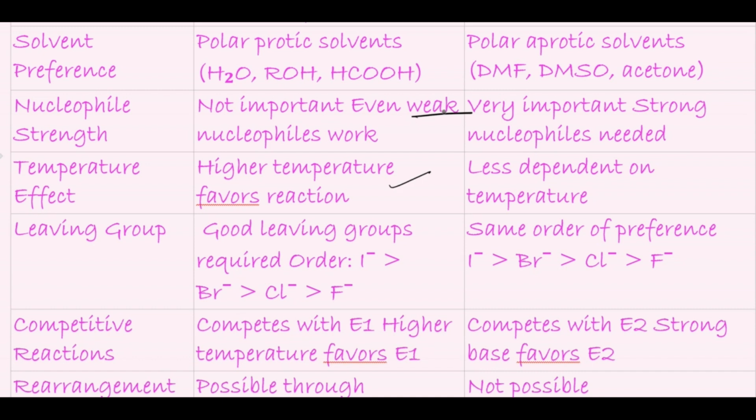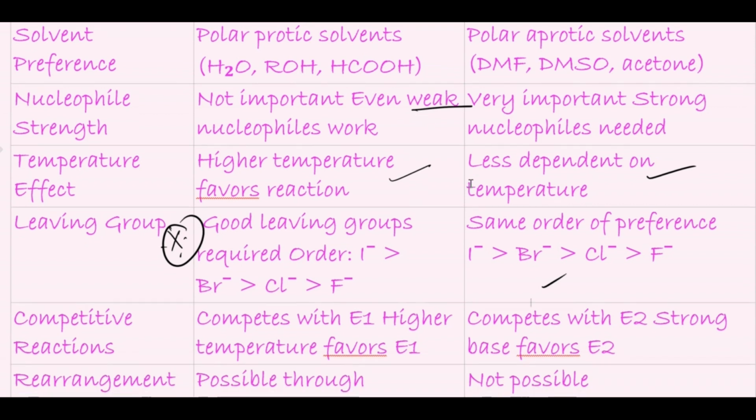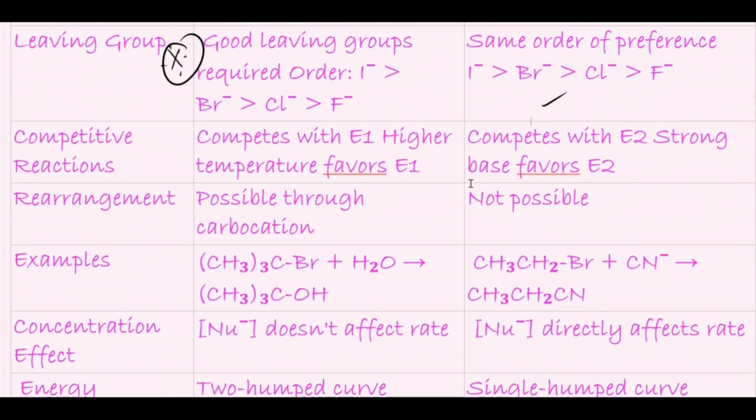High temperature favors the SN1 reaction, and SN2 is independent of the temperature. Leaving group is important, good leaving groups are required, like I minus, the bigger ones, so that it can be eliminated easily. So the carbocation formation will be much easier. And SN2 also has the same order of preference for leaving group.